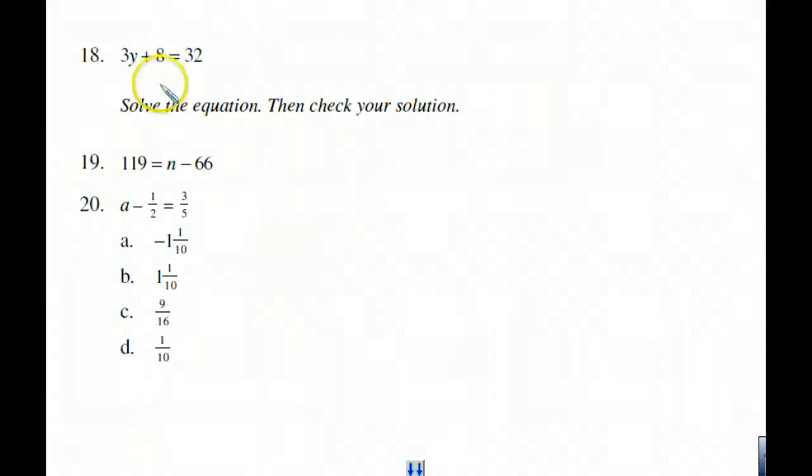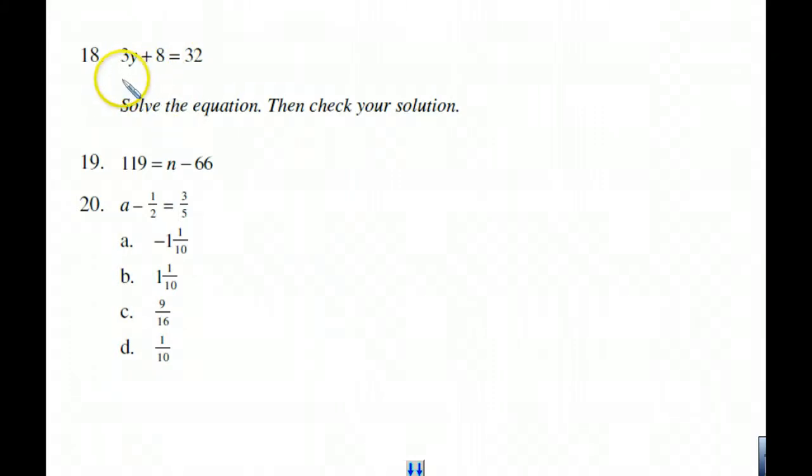Okay, go to number 18. Okay, so we'll have number 18, have to translate as well. So lots of ways of saying this correctly. I'm just going to pick one. How about 3 times the product of y plus 8 equals 32?